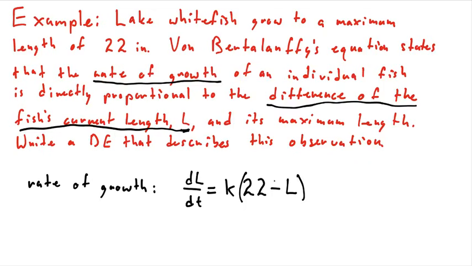This differential equation states that the rate of change of growth is equal to a constant times the difference between the maximum length and the current length. This differential equation models the given phenomenon. There are methods for solving this differential equation to obtain the solution, which is a function that gives the length of the fish at any time t. We will not discuss how to get to this function in this video.